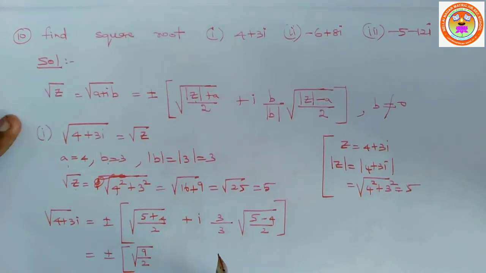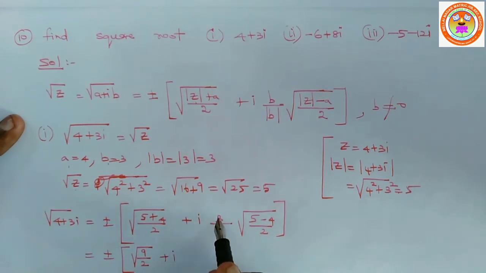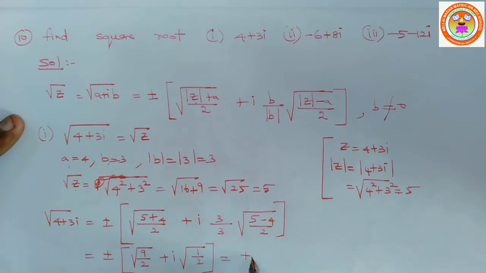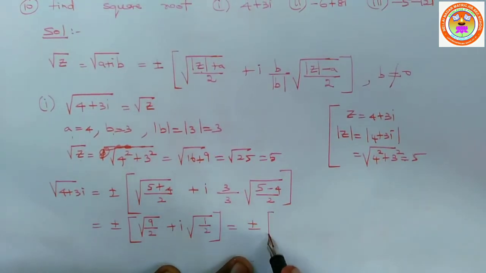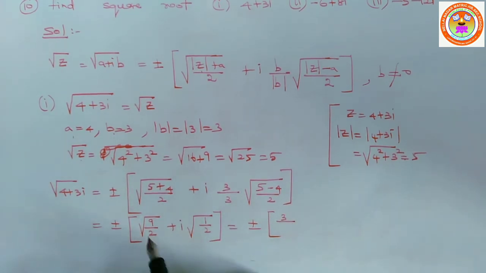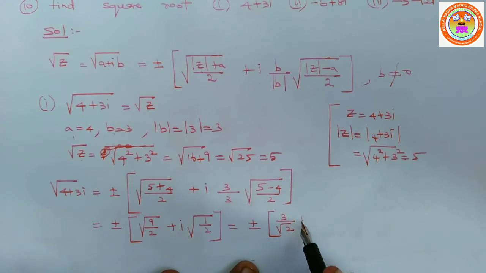5 plus 4 is 9, no. Square root of 9 by 2 plus i. 3 gets cancelled, 1 by 2. So plus or minus square root of 9 is 3, 3 by square root of 2. I need to write square root of 2 as it is. Square root of 2 plus i, square root of 1 is 1, divide by root 2. So we can stop here itself, no problem.